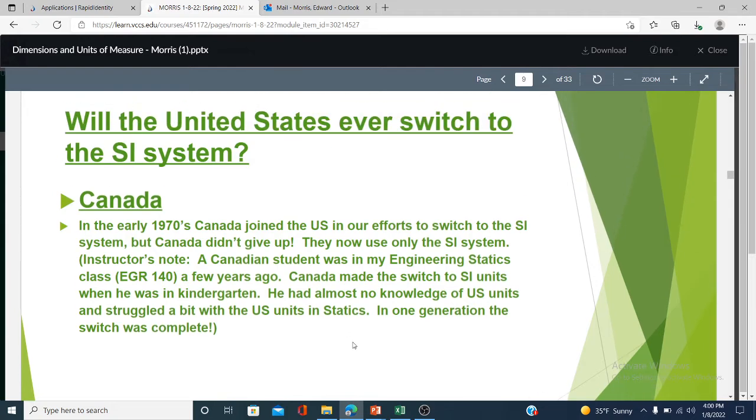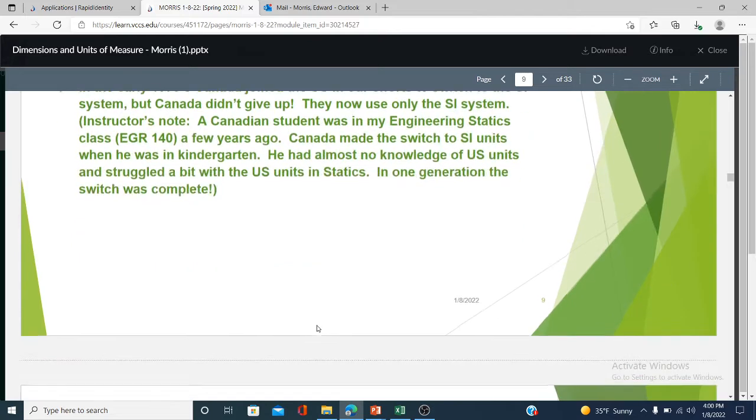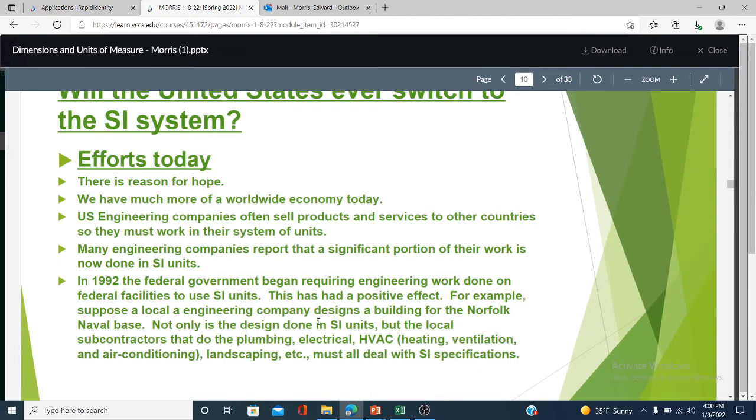Canada. Now, my friend Paul Gordy had a student who came from Canada, and he never learned the English system. All he knew was the SI system. So he came to the United States and took the statics class with my good friend and colleague Paul Gordy, and he struggled a little bit because he didn't know the U.S. English system. So he did struggle with that somewhat. So there is hope that we will one day convert to the SI system fully.